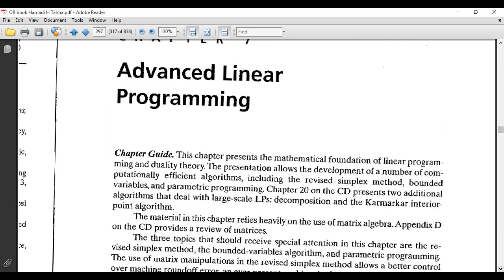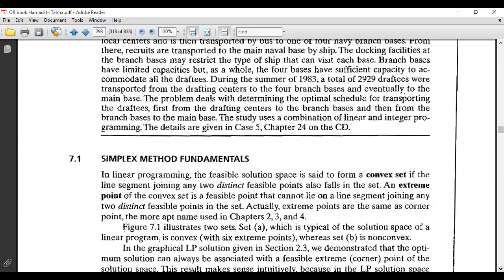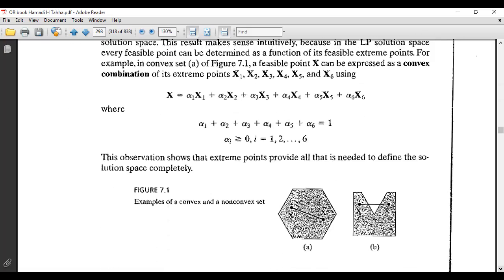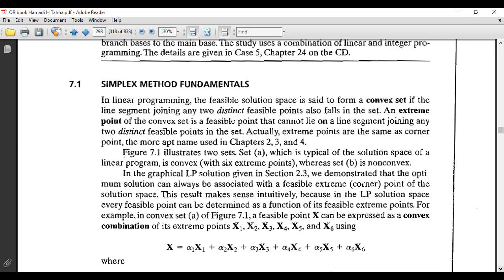So in the advanced linear programming, first, as we in the linear programming deal with the graphical method, so we will deal with the help of a graphical method. If we see the simplex method and fundamentals.